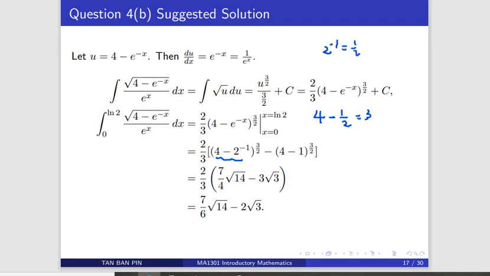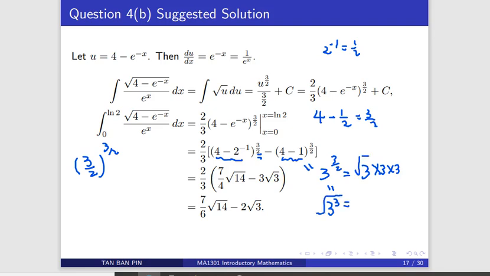So you get 7 over 2... wait, the first bracket is 4 minus 1, which is 3. So this part will give you 3 power 3 over 2, which is the same as the square root of 3 cubed. So it's the same as square root of 3 times 3 times 3. So it should give you 3 square root 3.